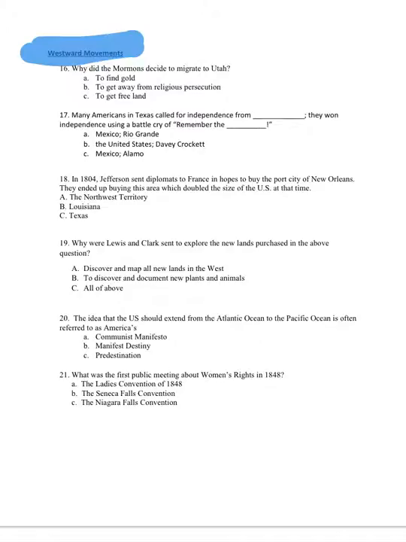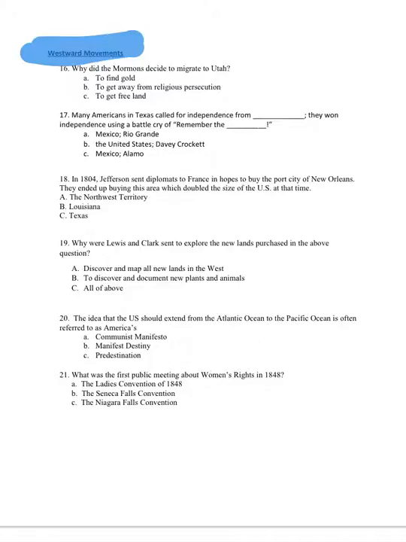So 18. In 1804, Jefferson sent diplomats to France in hopes to buy the port city of New Orleans. They ended up buying this area, which doubled the size of the U.S. at that time. Is it A, the Northwest Territory, B, Louisiana, or C, Texas? So did they buy A, the Northwest Territory? Did they buy B, the Louisiana Territory? Or did they buy C, the Texas Territory?